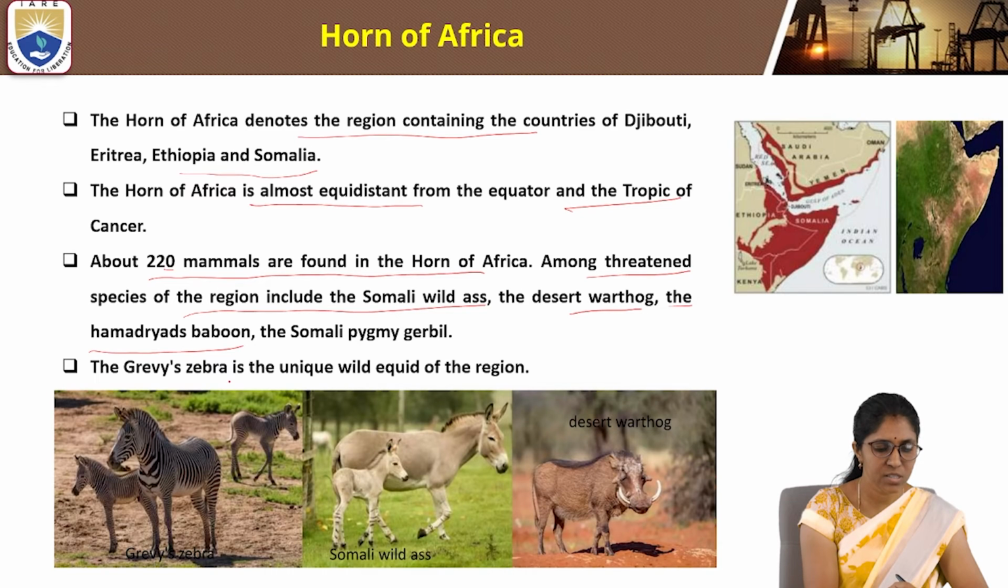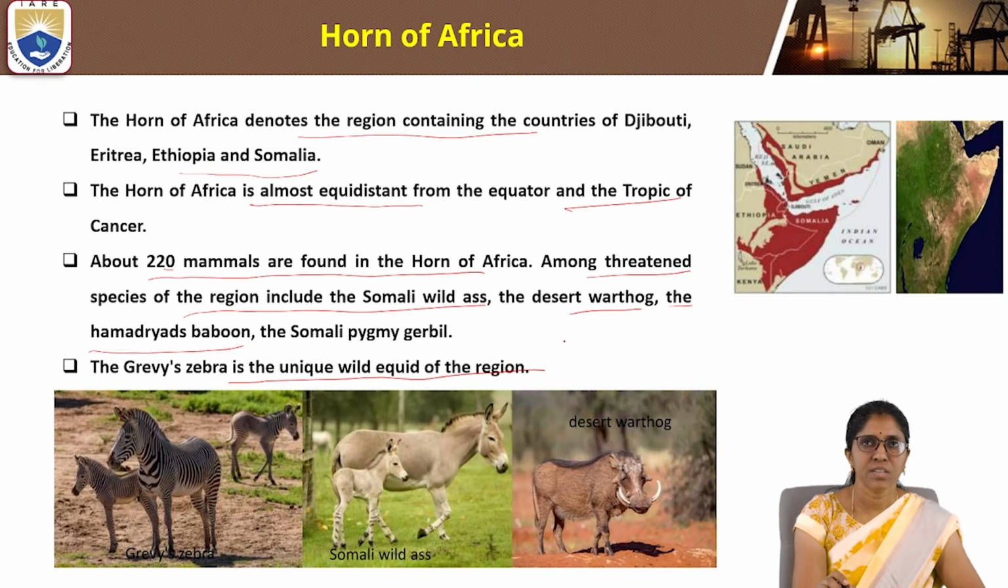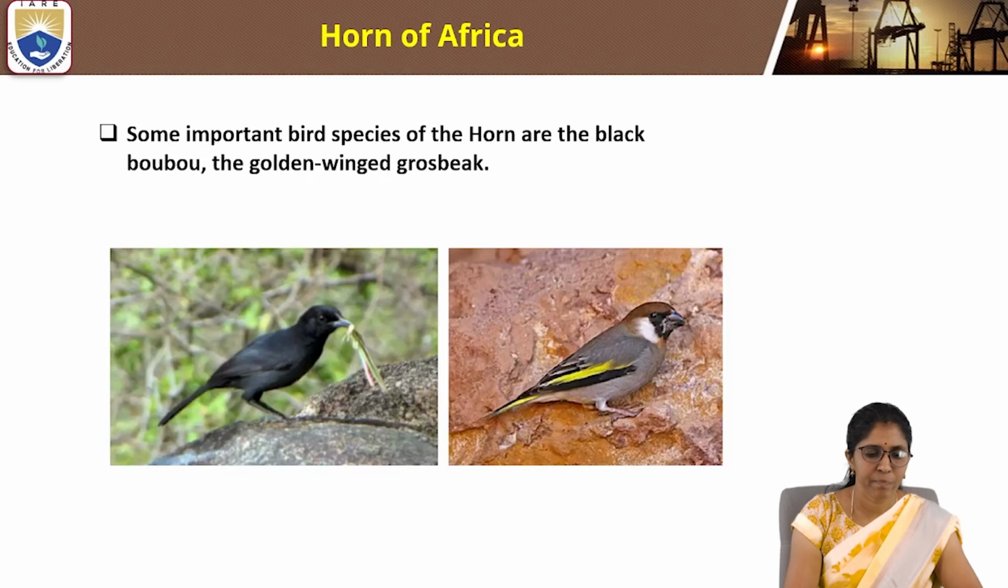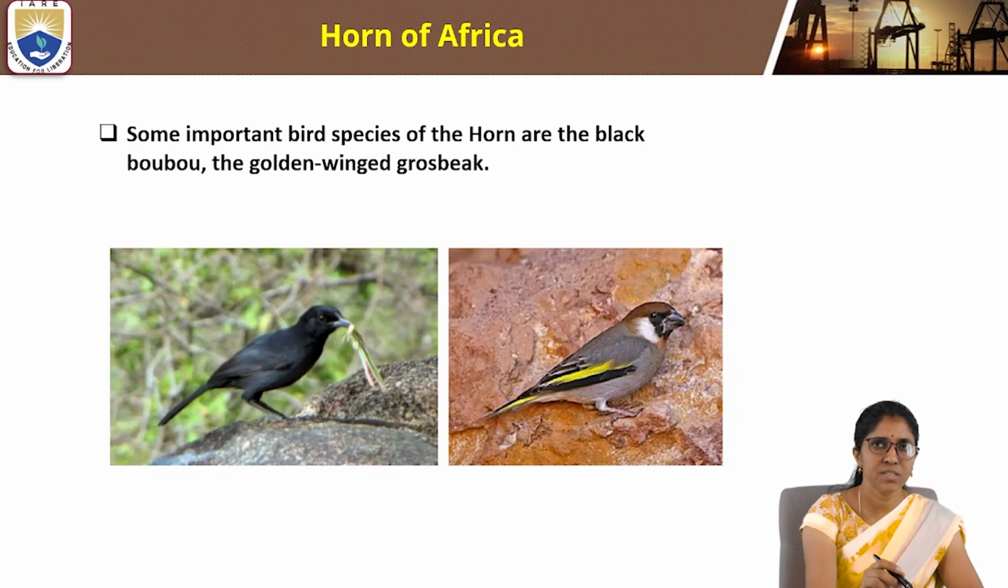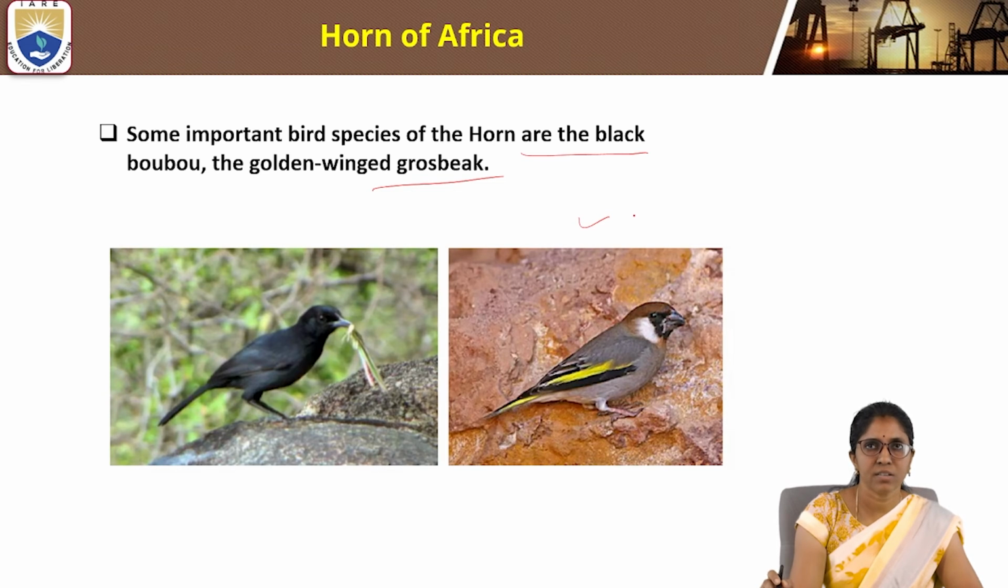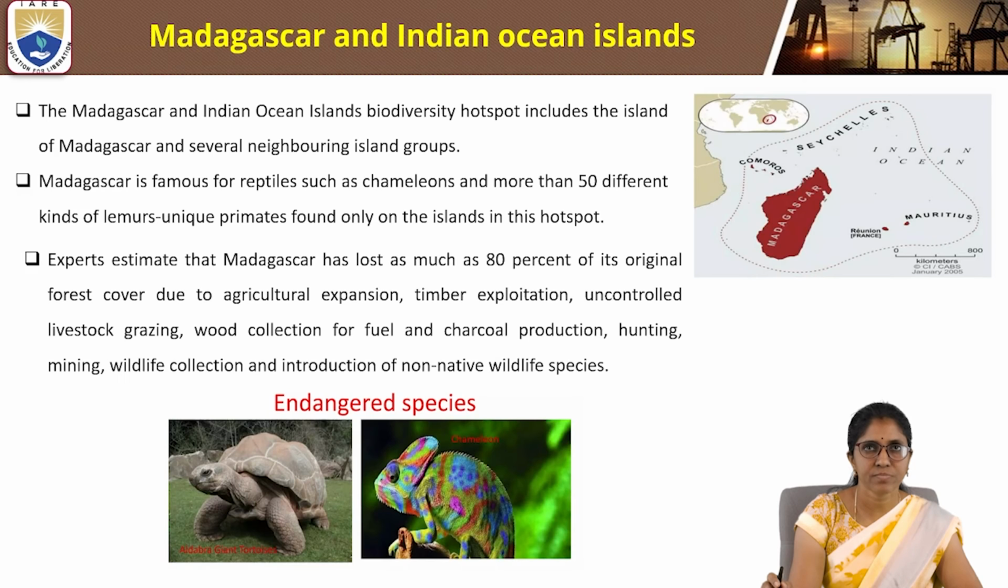Grevy's zebra is a unique wild equid of the Horn of Africa region. These are said to be endangered in the Horn of Africa. Some important bird species of the Horn are the black bush bulbul and the golden-winged grosbeak. These are also endemic species.